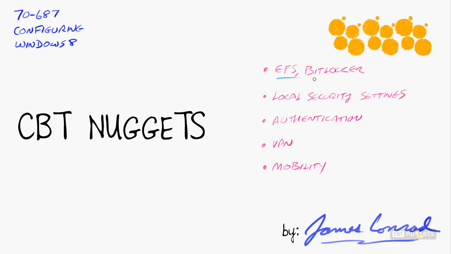As we move on, we have EFS, or the encrypting file system. We've had that for a long time, and it's a great way to secure individual files or folders to make sure that it doesn't get access to prying eyes. There's also BitLocker, which not only secures individual files or folders, but entire hard drives. A new feature starting with Windows Vista. Very, very good feature. There's also local security settings.